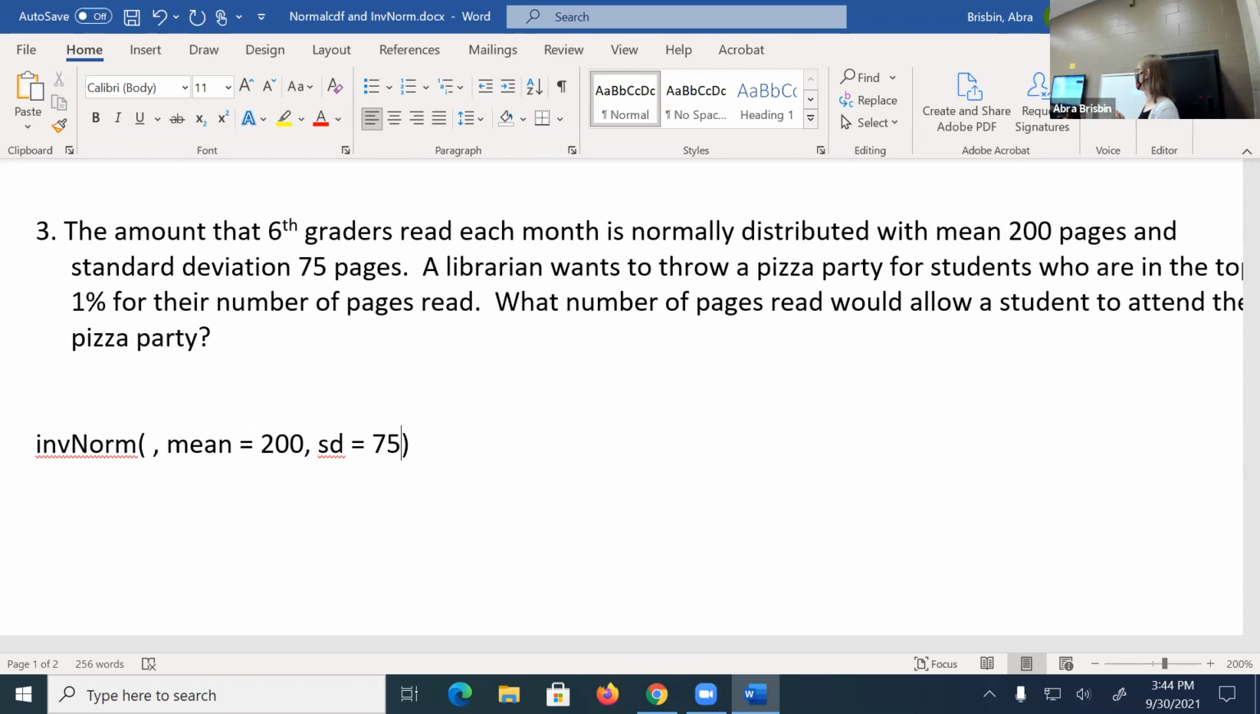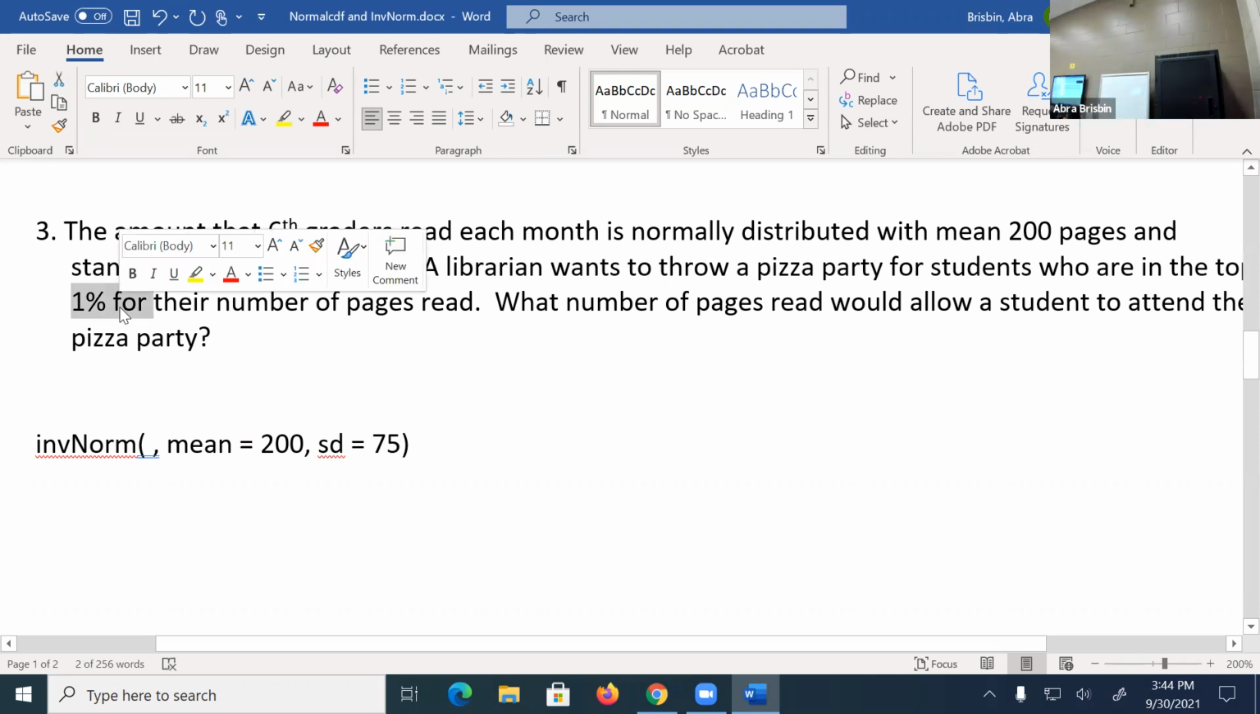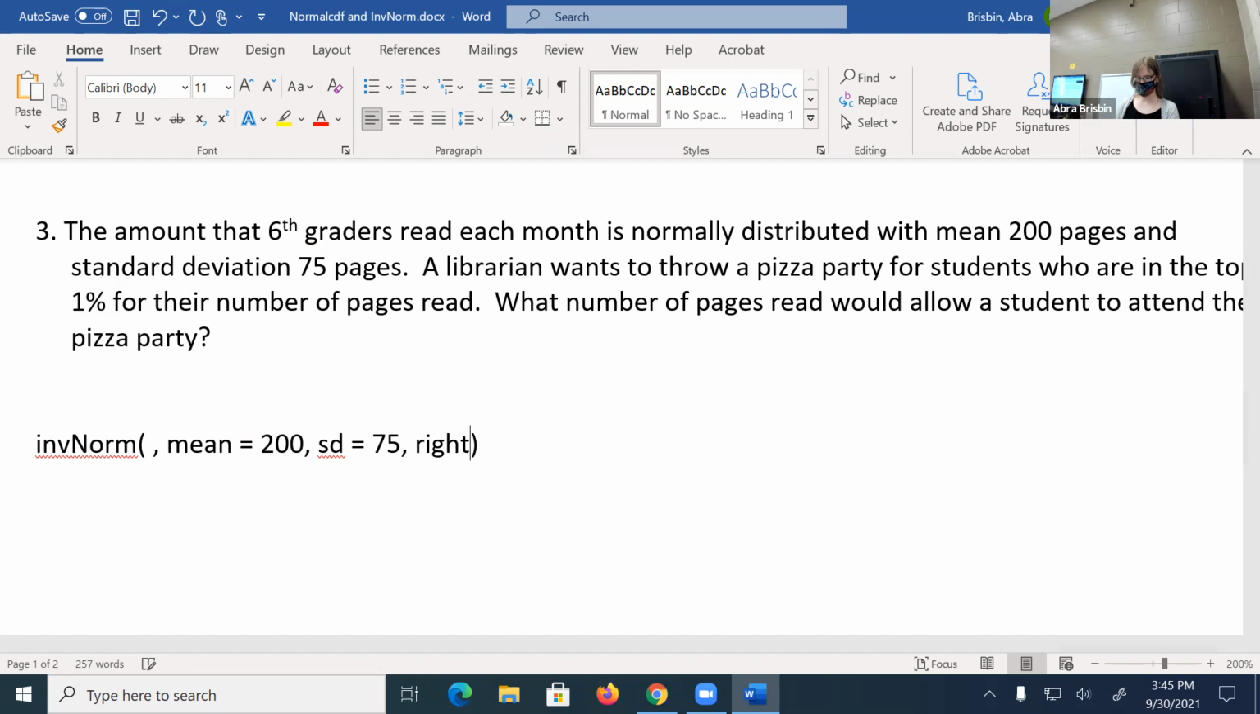And then if your calculator lets you put in left, right, or center, probably the easiest thing to do is say, we want the top 1%. So we want to find this X value so that 1% is above that, is in the top part of the distribution. So in other words, to the right. So if your calculator lets you, you can do to the right, I want 1%.